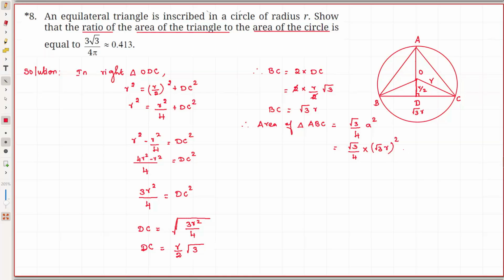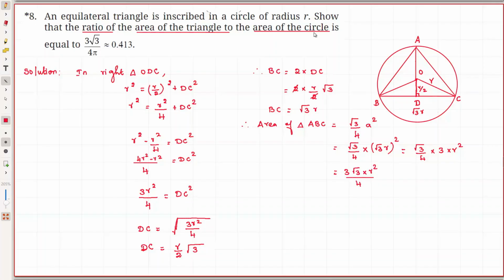So the area of the triangle we write as root 3 by 4 into root 3 square, which is 3, into r square. Now the balance we are getting is 3 root 3 r square by 4. Now this is our area of the triangle ABC.